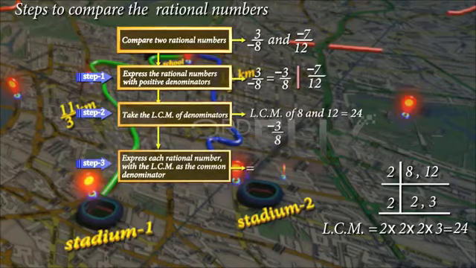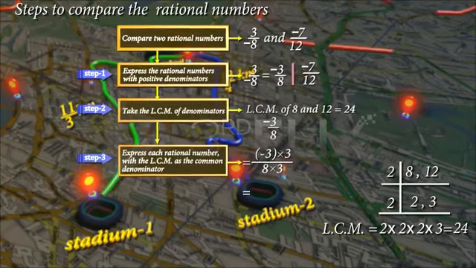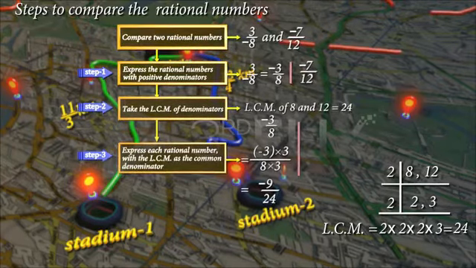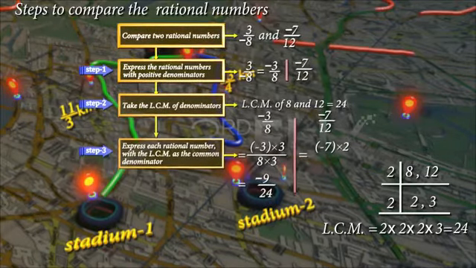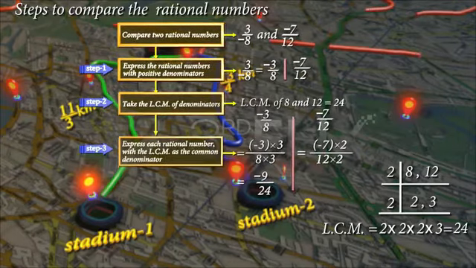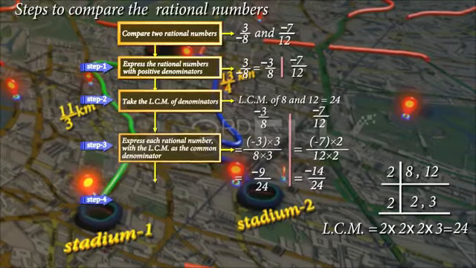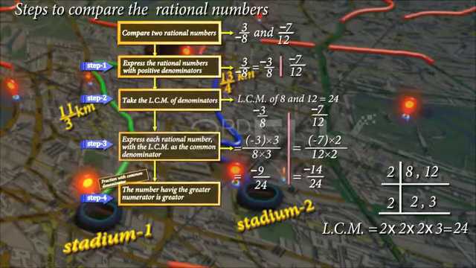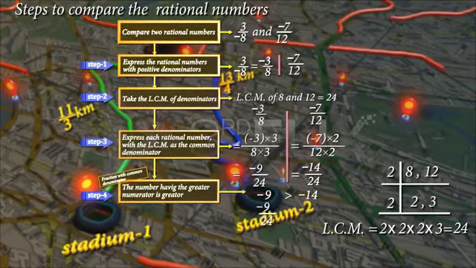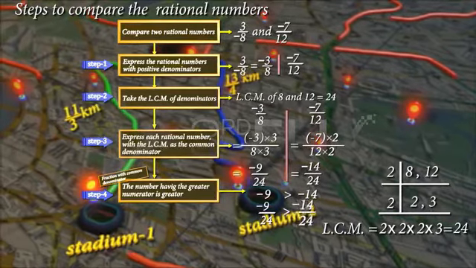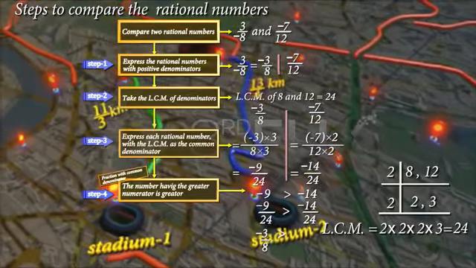-3 by 8 equals -3 multiplied by 3 by 8 multiplied by 3, equals -9 by 24. -7 by 12 equals -7 multiplied by 2 by 12 multiplied by 2, equals -14 by 24. So, -9 by 24 is greater than -14 by 24. Therefore, -3 by 8 is greater than -7 by 12.